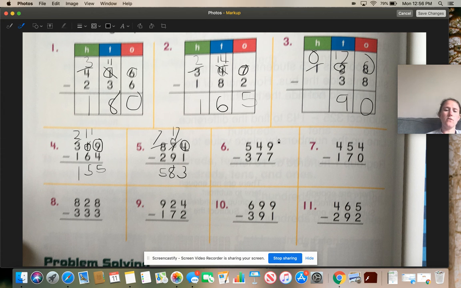Number 6, 549 minus 377. Circle that top right number, 9 minus 7. Yep, I can do that. 9 minus 7 equals 2. 4. Can I take 7 pieces of candy away from 4? No, I cannot. Cross out my 5, becomes a 4.